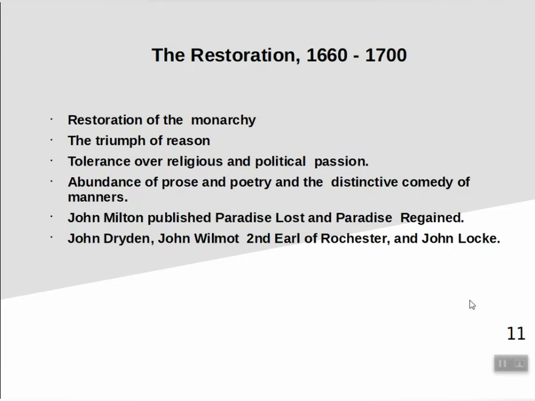The Restoration produced an abundance of prose and poetry and a distinctive comedy of manners known as Restoration comedy. It was during the Restoration that John Milton published Paradise Lost and Paradise Regained. Other major writers of the era include John Dryden, John Wilmot, 2nd Earl of Rochester, and John Locke.